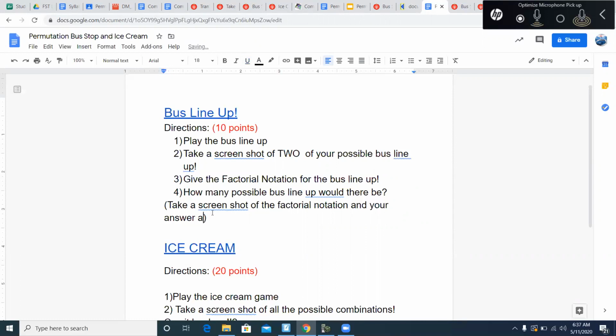Also show a screenshot of the graphing calculator.